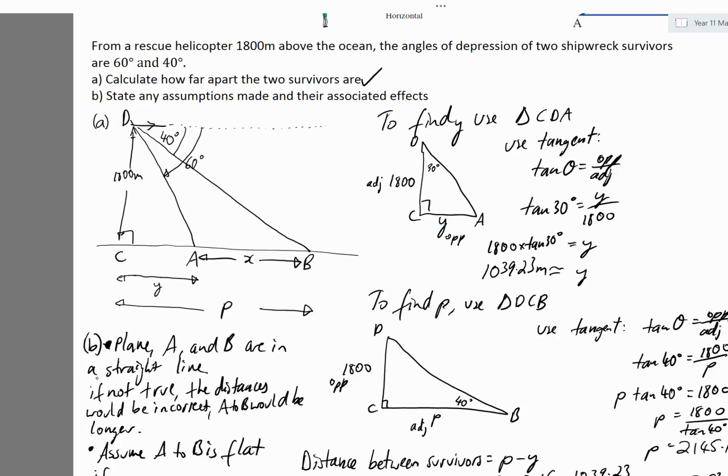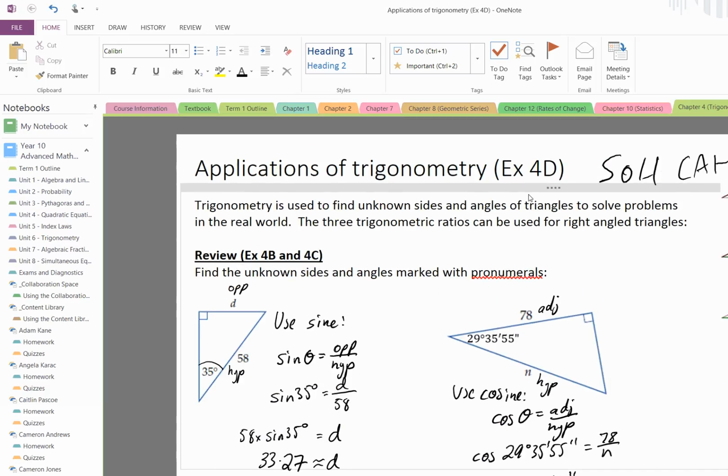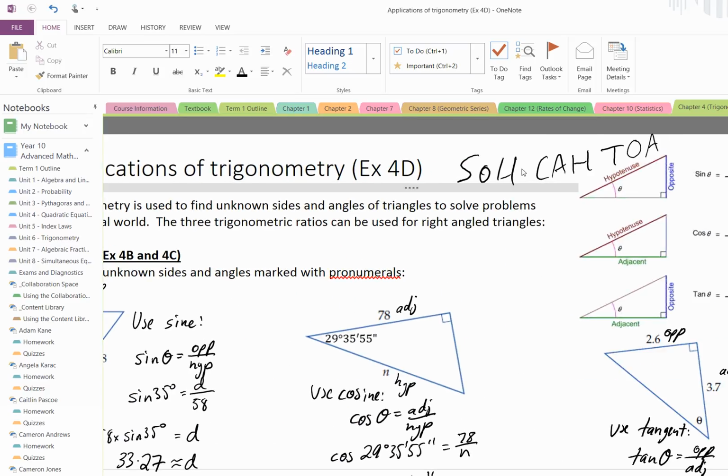If that's not true, okay, then the distances will be wrong as well. Okay, in this case, all of them will be longer than calculated. Okay, so in modelling problem solving questions, it is in the syllabus that you need to be able to answer questions like that.